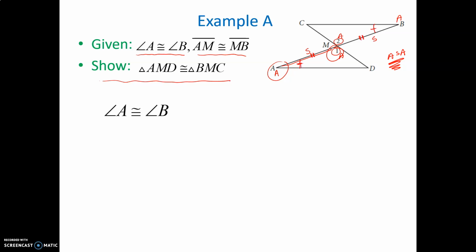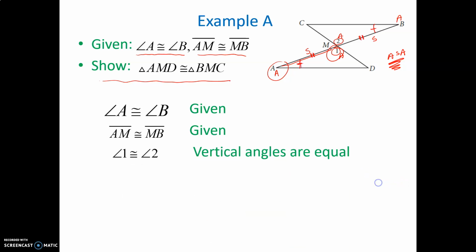So you say angle A equals angle B because it's given to you. Each statement that you make has to have a reason, and that reason is either given or a geometric fact that you know. Okay, they tell me that AM is equal to MB, so that is also given. And then I thought about angles 1 and 2, and I said I know that they are equal because vertical angles are equal.